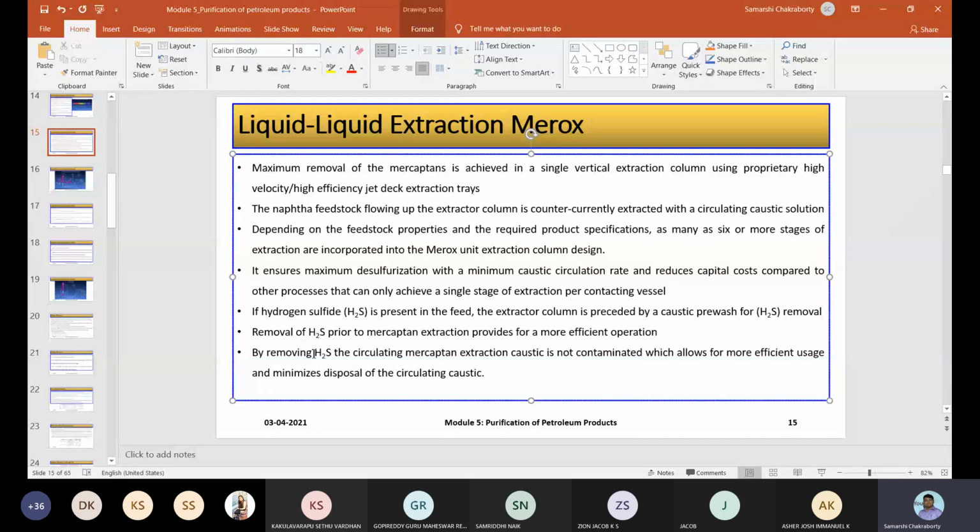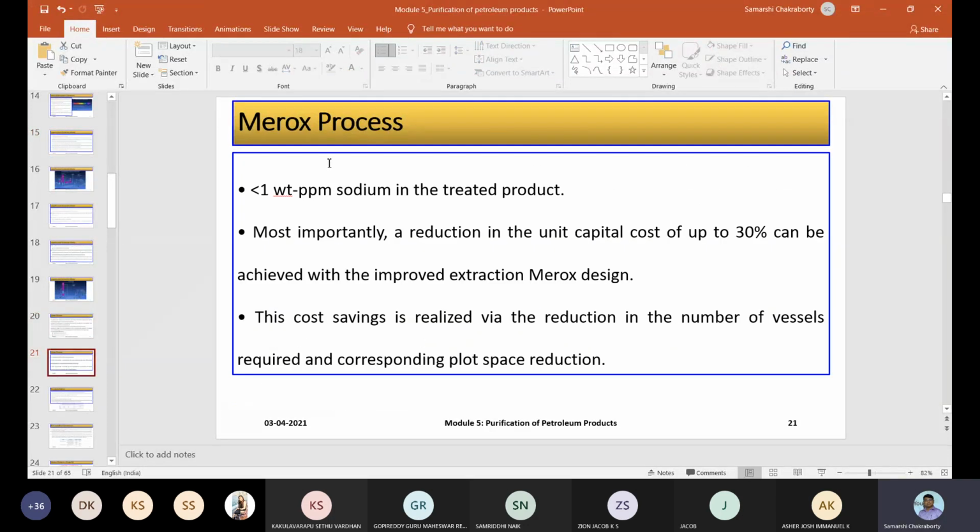Once we have done the pre-caustic wash, all the H2S will be mostly removed, so the remaining feed should not contain any H2S, and then you can send it to this mercaptan extraction process, where by using a very limited amount of caustic solution, we can extract a lot of mercaptans, that is RSH, and the regeneration or the disposal requirement will also not be there.